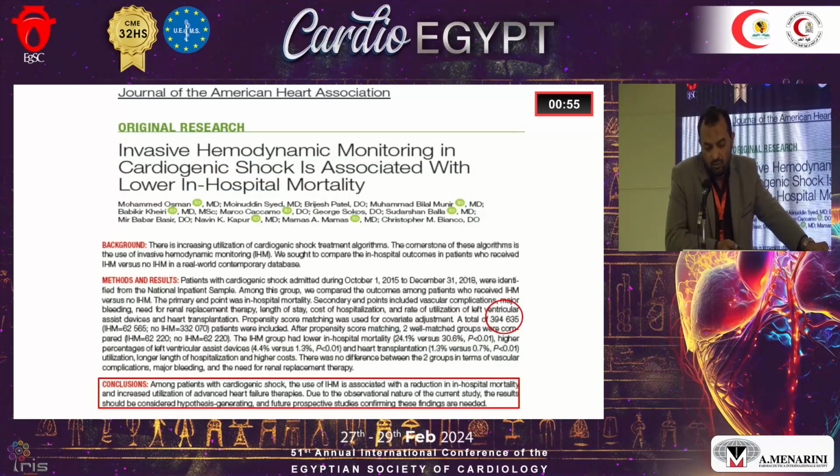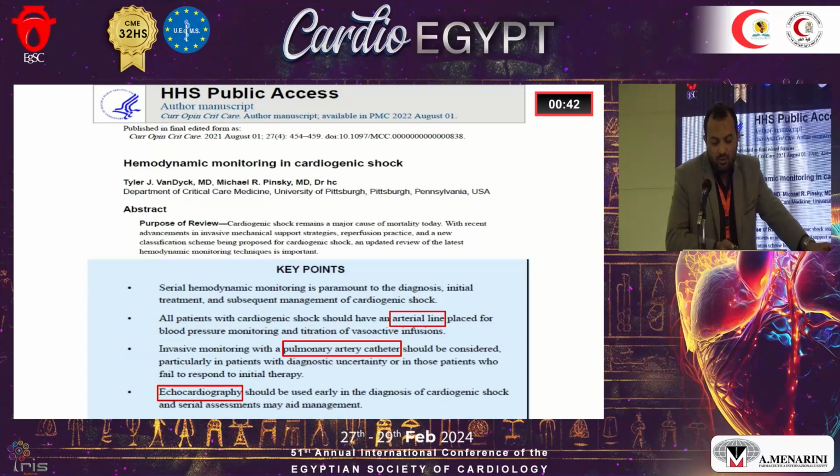Do we have to have invasive hemodynamic monitoring? Yes, we do. This is a study done in the Journal of the American Heart Association. It concludes that patients with cardiogenic shock who had invasive hemodynamic monitoring had a greater reduction in mortality. What we can do is at least an arterial line. It can help to monitor the patients. A pulmonary artery catheter could be used, but we have some debates.